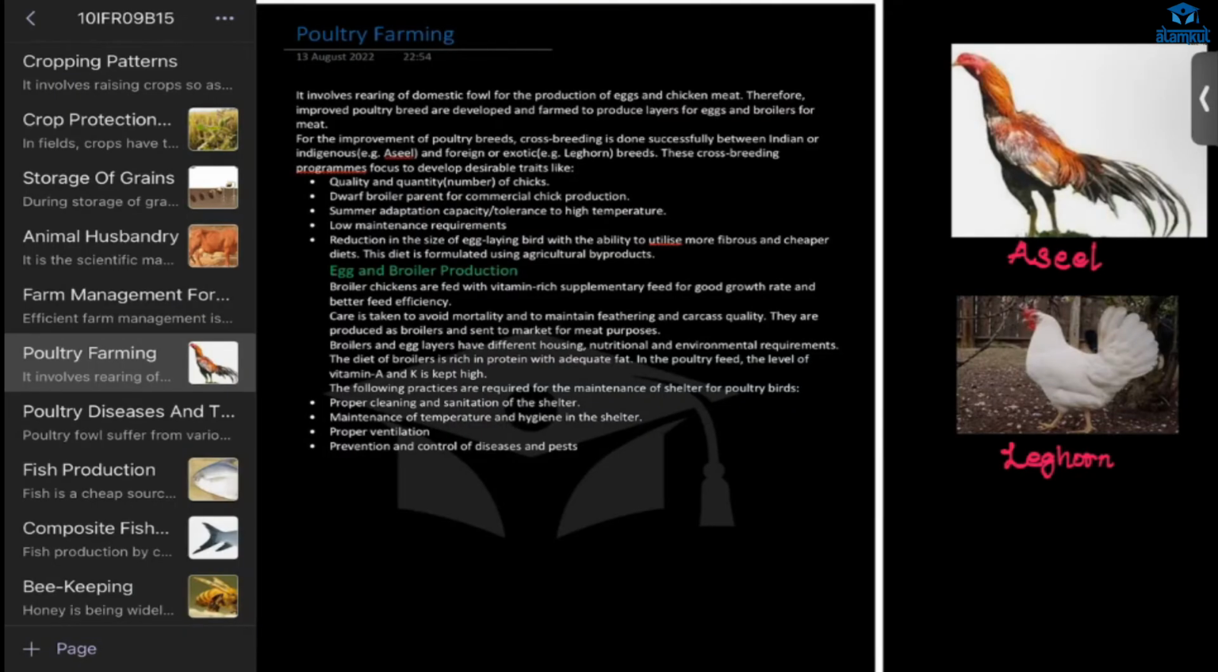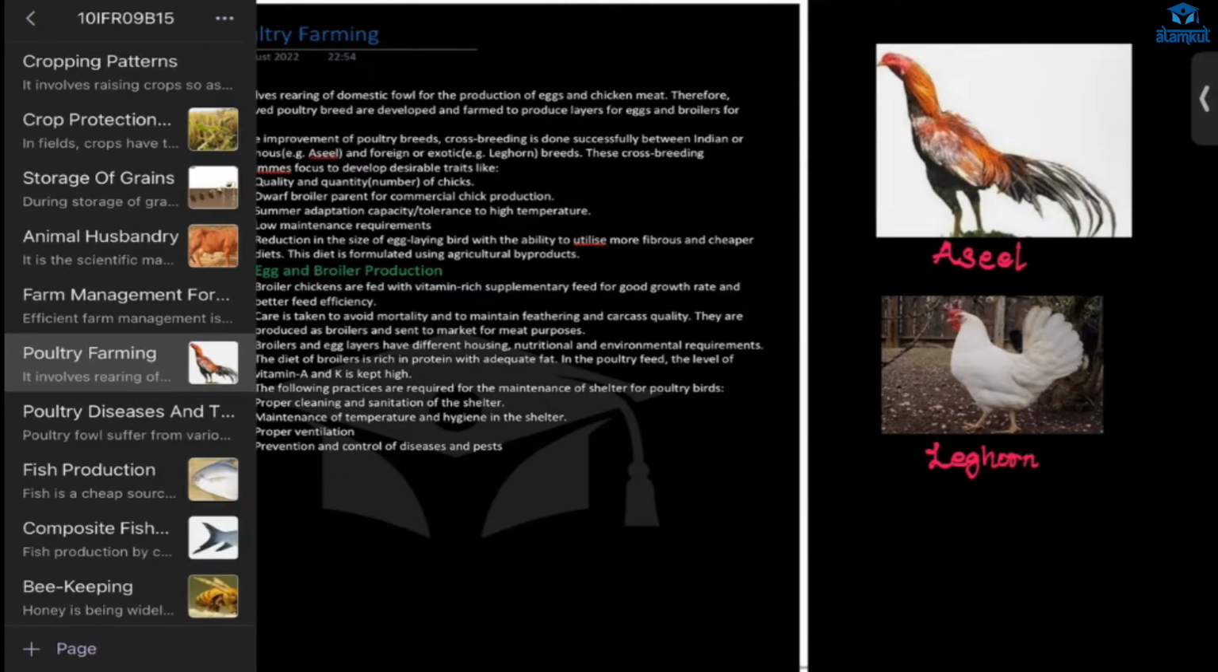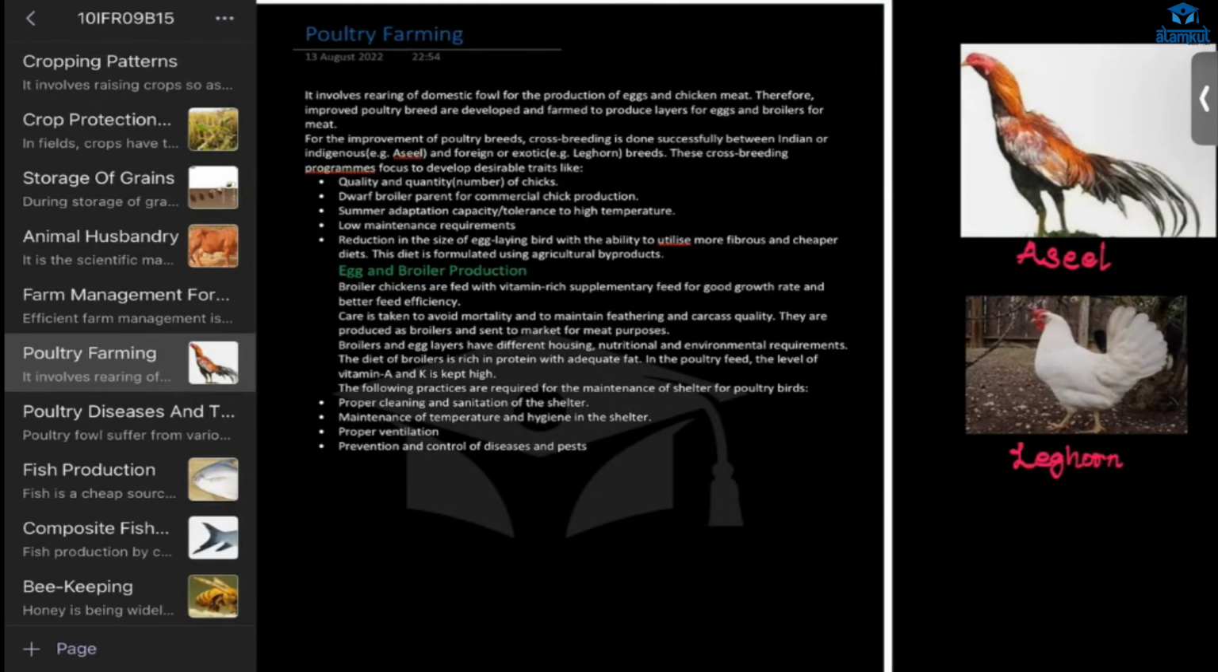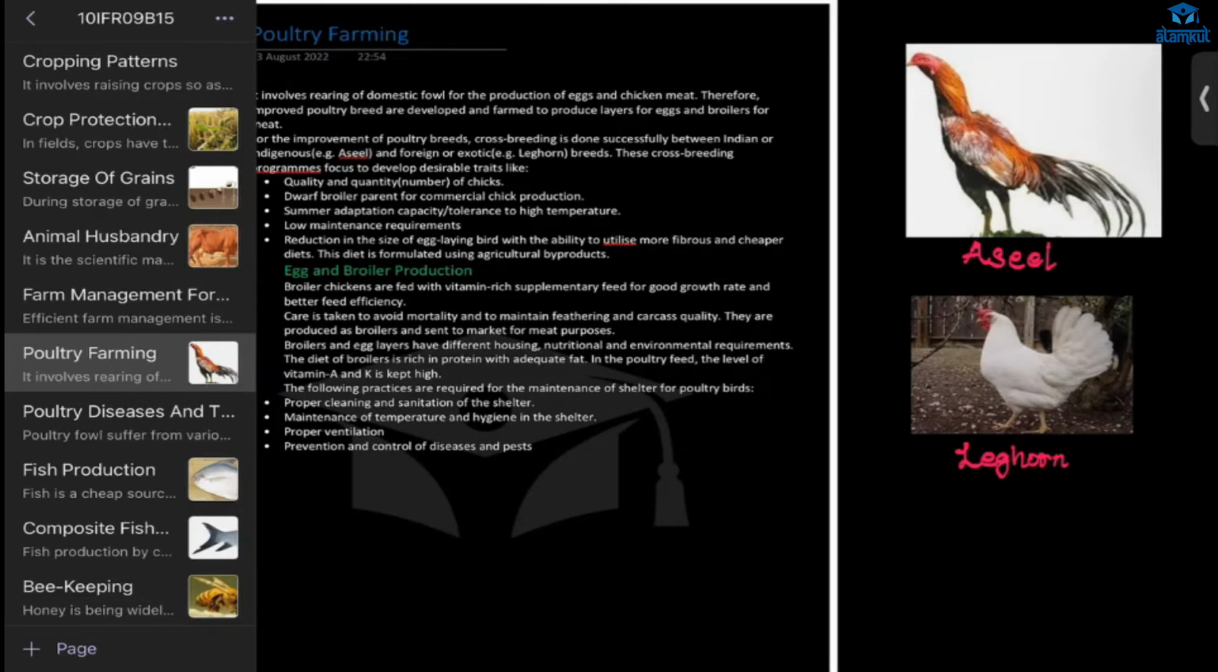Okay, now we'll start poultry farming. In the previous part we talked about cattle farming. Now we'll go for poultry farming. What is poultry? It is the domestication of birds for production of egg and meat.